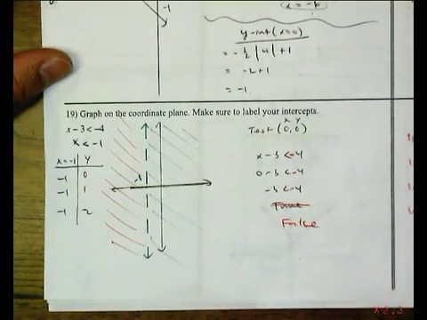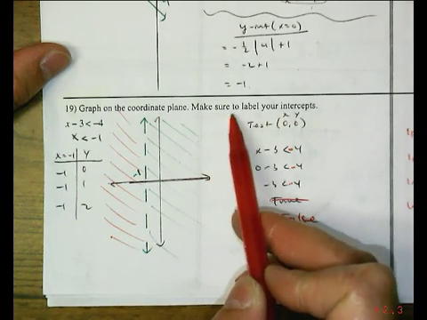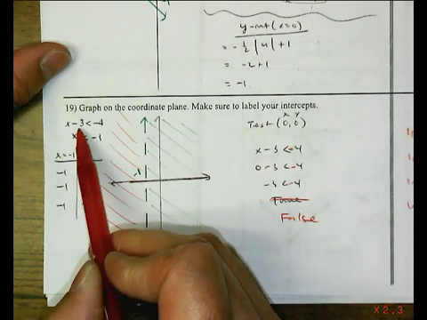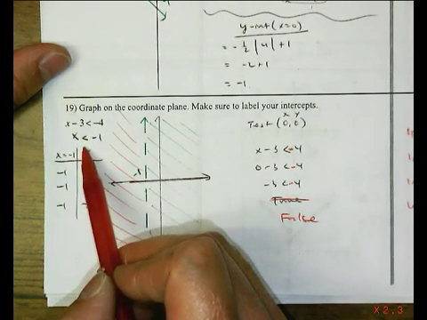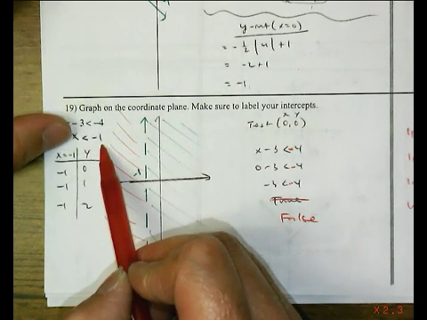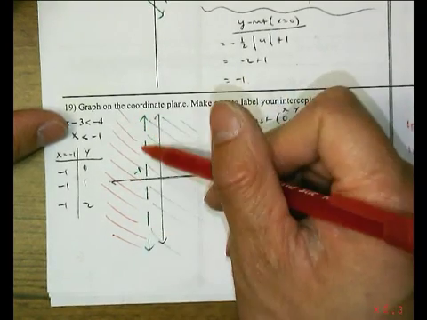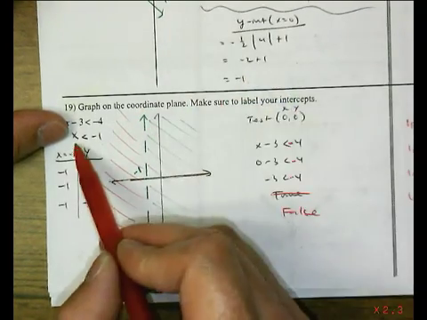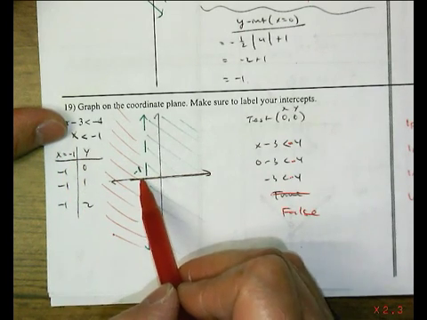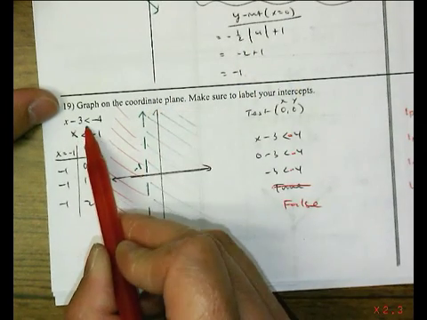Question number 19. Graph on the coordinate plane, make sure you label your intercepts. Okay, so here I'm just going to get x by itself, so add 3 to both sides to get x is less than or equal to negative 1. So here is a vertical line, and if you forget it's a vertical line, just make sure you're making all the x values negative 1. Make up your y values: negative 1, 0, negative 1, 1, negative 1, 2. It's going to be a dashed line because it's less than.